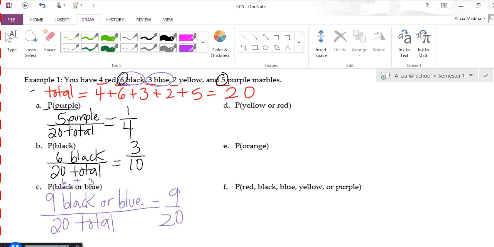Alright, looking at the probability of yellow. I'm going to switch up our color here.